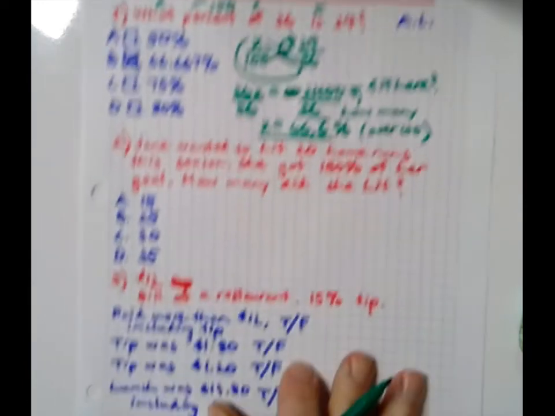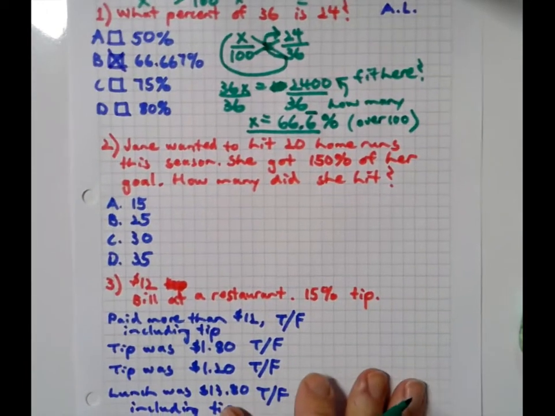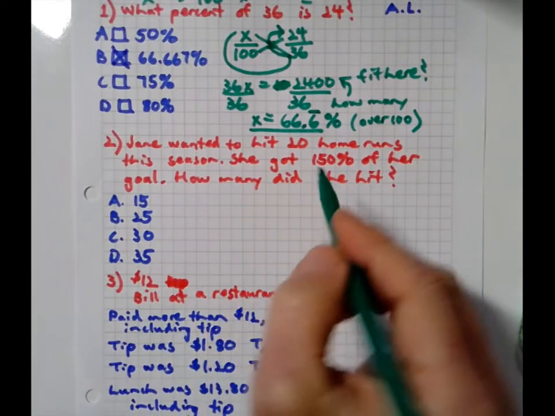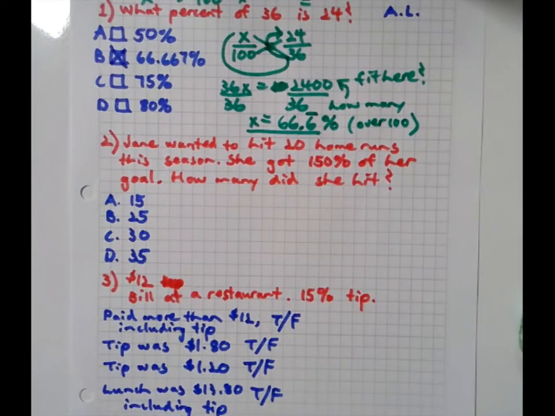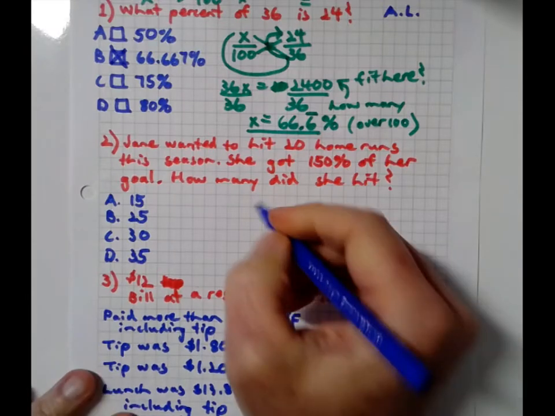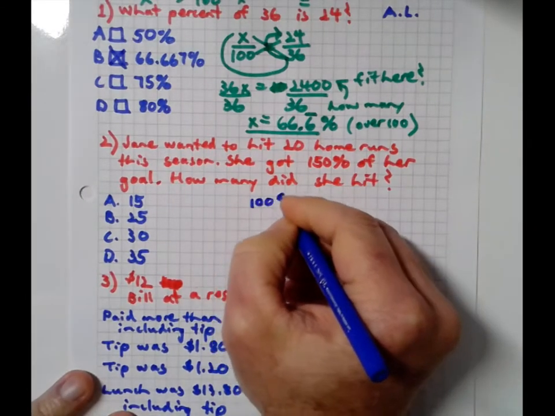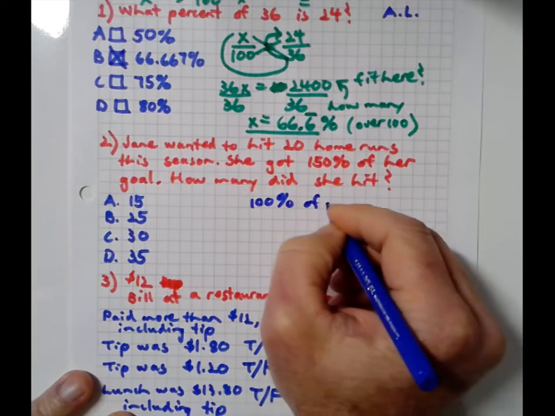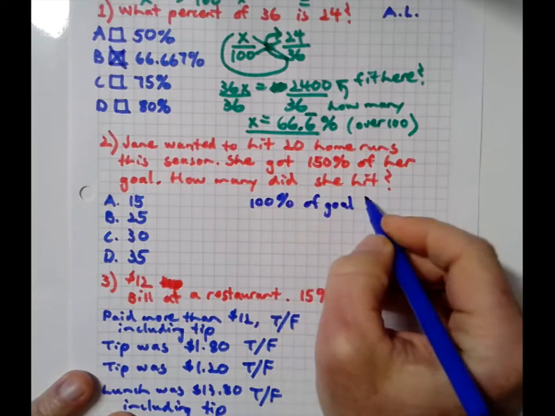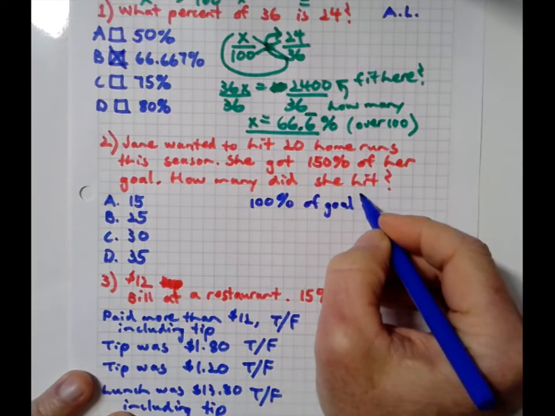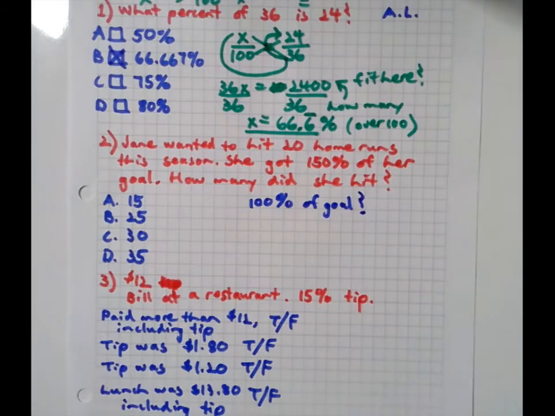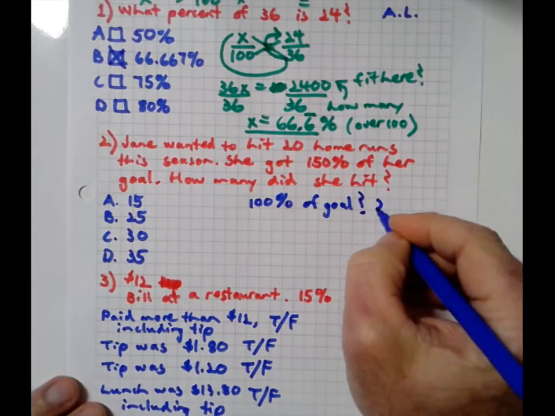And let's move on. Question 2. Jane wanted to hit 20 home runs this season. It's good to have goals. She got 150% of her goal. What is 100% of her goal? Meaning, if she achieved her goal exactly, what was it? 20.